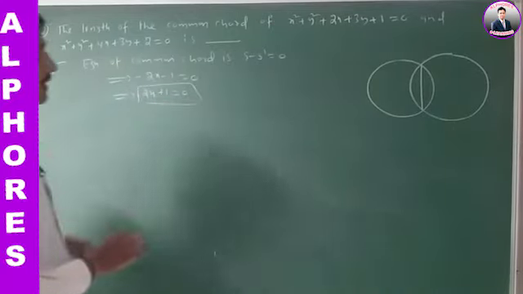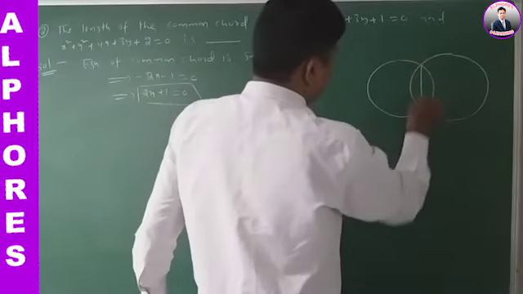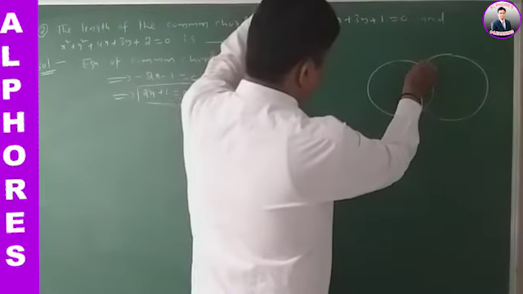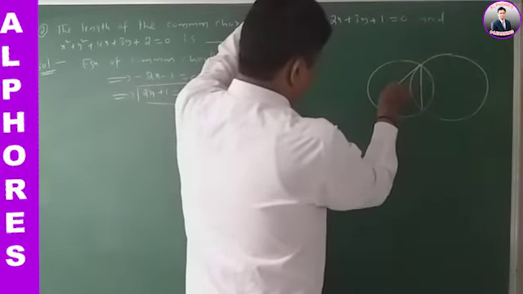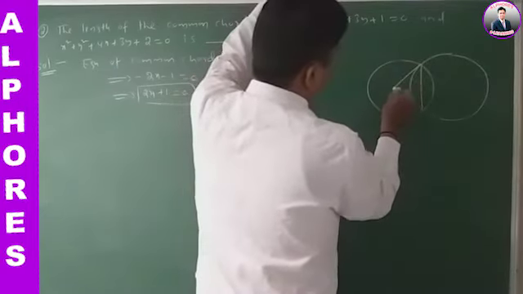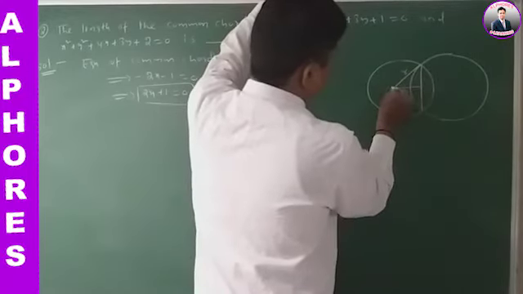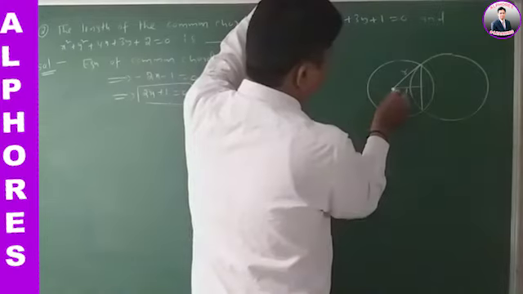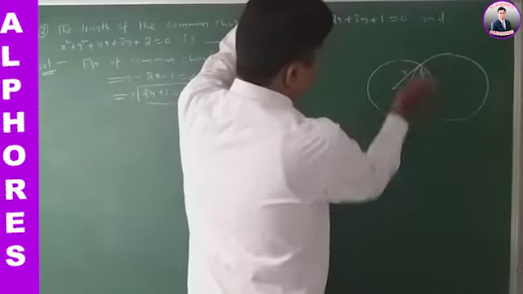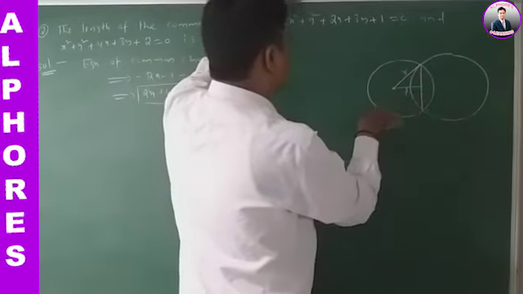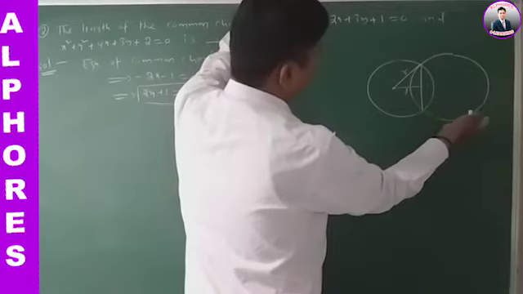Okay, now the length of the common chord is required. Here, the length of the common chord is given by the radius of the circle, and d, where d means the length of the perpendicular from the center of the first circle to the common chord. We can take the first circle or the second circle, any one.